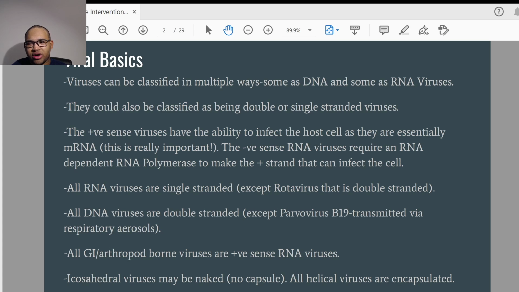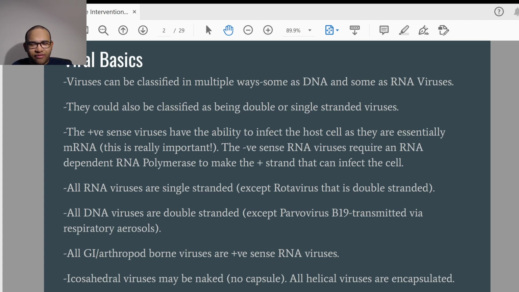And for the most part, all RNA viruses are single-stranded. There's one notable exception, though, that's rotavirus. Remember, rotavirus is the most common cause of diarrhea in kids on NBME exams, and also in the real world, actually, if I'm not mistaken. And then all the DNA viruses, remember the D in DNA for the D in double-stranded, right? But again, there's a notable exception, that's Parvo B19, right? That's actually a single-stranded DNA virus that's transmitted via the aerosolized route.